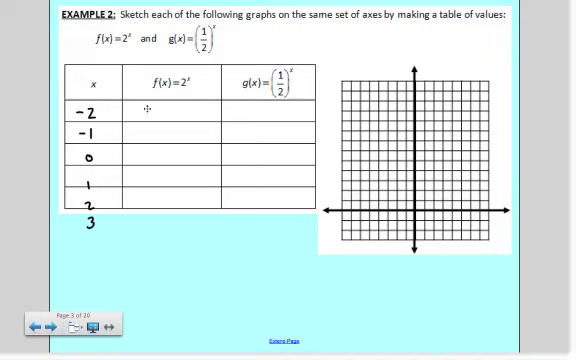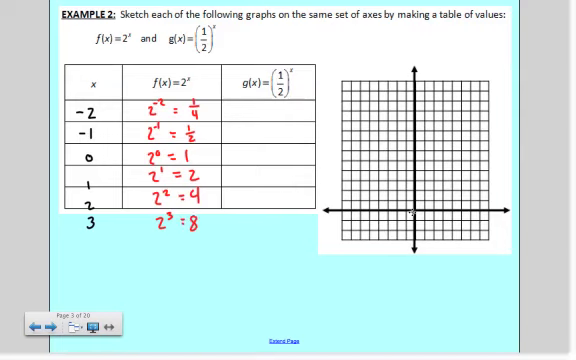Let's see, we've got 2 to the x power. So 2 to the -2 is 1/4. You should know that. And then 2 to the -1 is 1/2, 2 to the 0 is 1, 2 to the 1 is 2, 2 squared is 4, and 2 cubed is 8. Now we're going to plot those points.